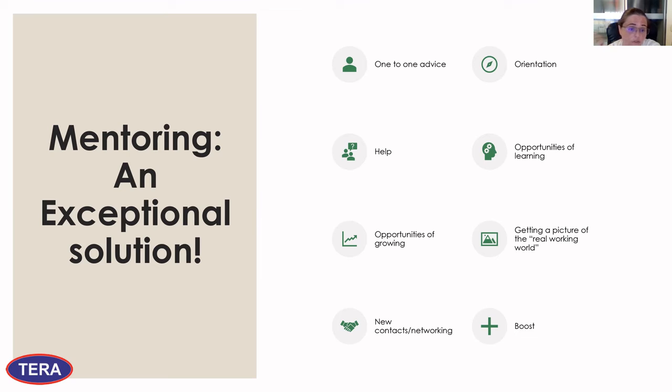Opportunities of growing, of course. If they have the orientation, the advice, and the learning, they will grow. Getting a picture of the real working world: if they have at least a small picture, they will know, okay, I'm going to face this. This will be a possible solution. If I fail, I will stand up and continue. If I manage to be successful, great.